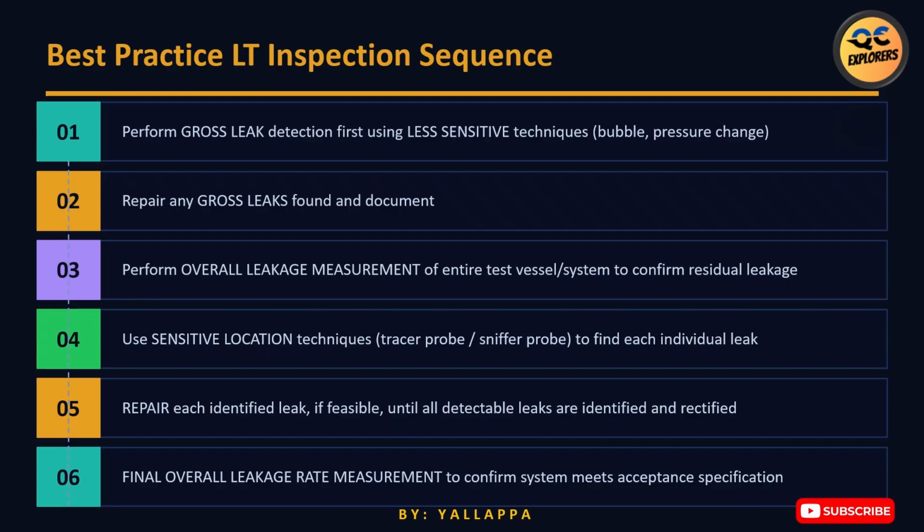Real field example. Imagine a pressure vessel undergoing final inspection. A large nozzle leak exists. If you immediately perform helium mass spectrometer testing, the gross leak overwhelms the system. Time is wasted. Money is wasted. Instead, first identify and repair gross leaks. Then proceed to higher sensitivity techniques. This is why sequence matters.